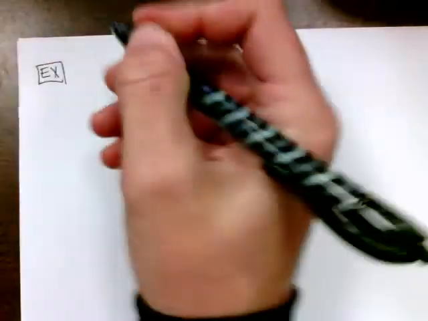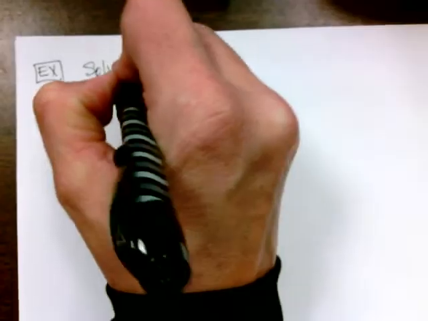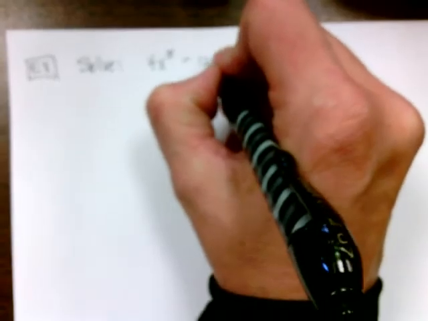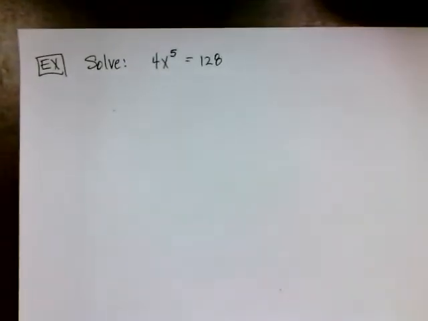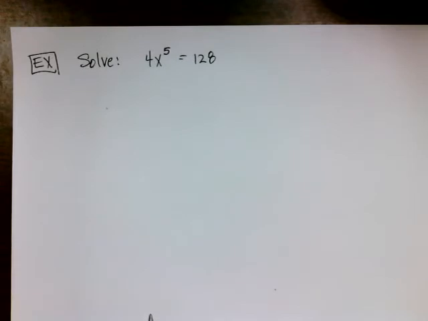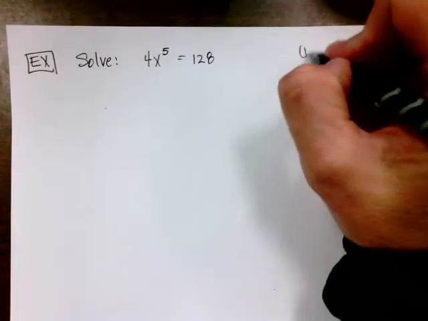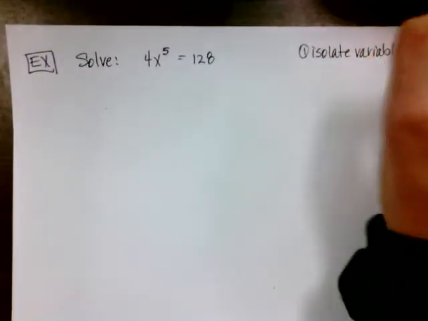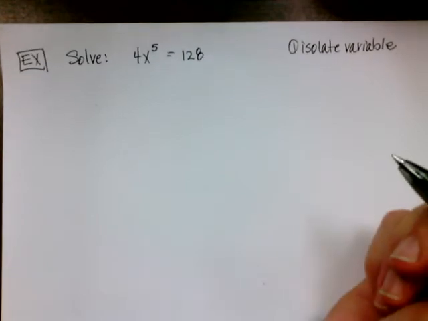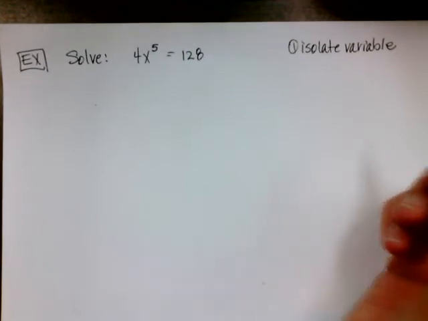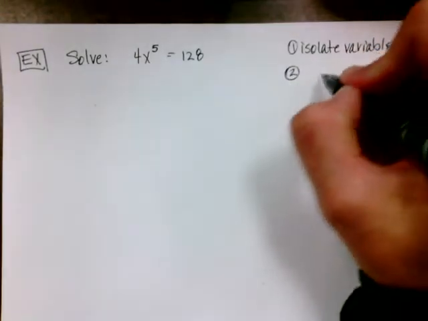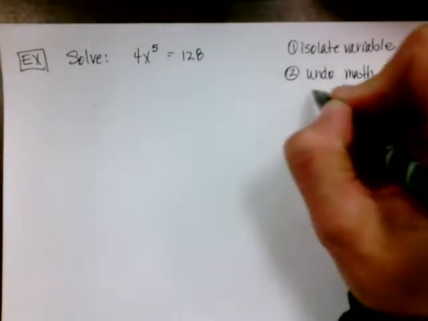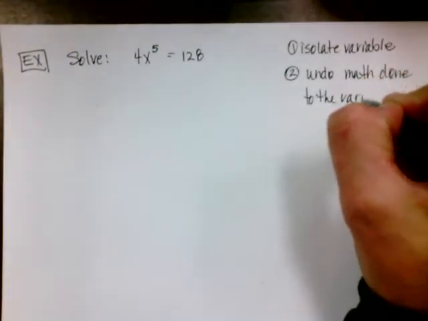Okay, so our next example is going to have us solve an equation. And our equation is going to be 4x to the 5th is equal to 128. Whoa, that's really blurry. Okay, a couple of things to remember about solving an equation. Number one, you want to isolate the variable, by subtracting or adding or multiplying or dividing. And then usually my next step is to undo math done to the variable.